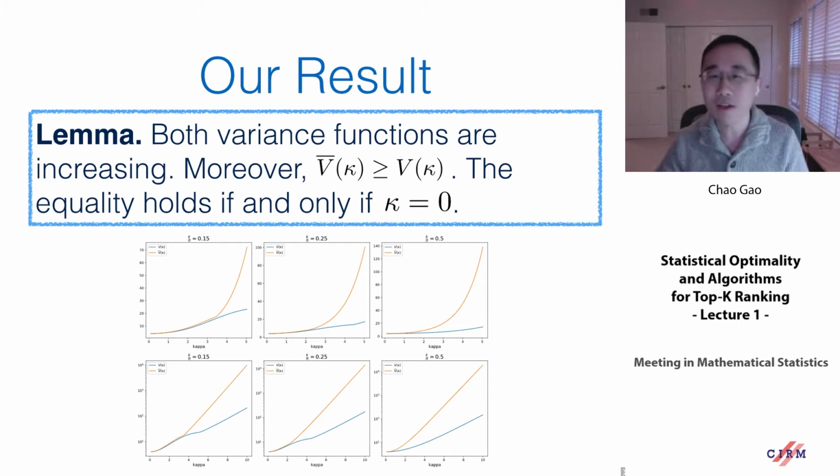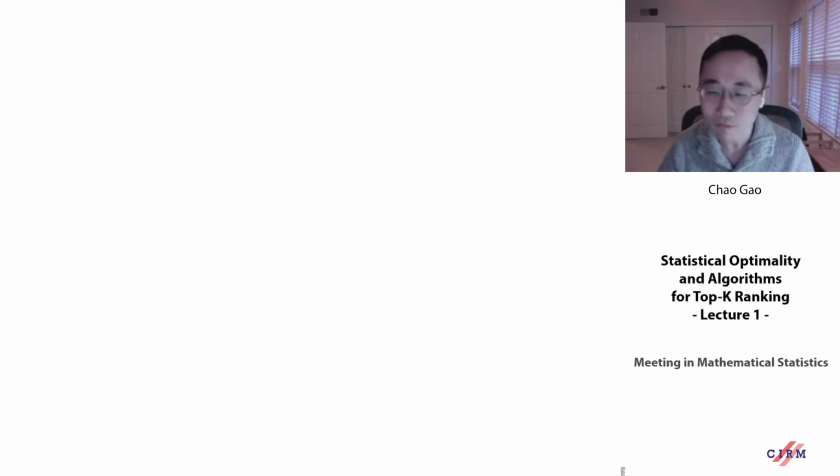Not only that, but the difference between V bar and V is an exponentially increasing function with respect to kappa. So as kappa grows, the difference between V bar and V is very large. It grows to infinity exponentially. That will significantly affect the performance in practice of these algorithms.